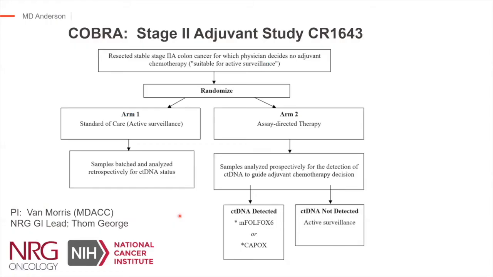There's a COBRA study that's been ongoing for a little while, led by NRG, that's taking patients in stage 2, where the decision was for no adjuvant chemotherapy, and then trying to understand the utility, randomizing to use the assay or not. So this is really high level 1 data to see if we can improve outcomes.